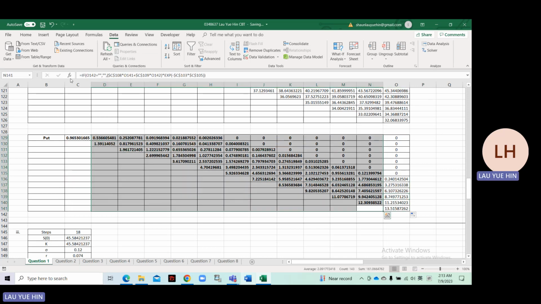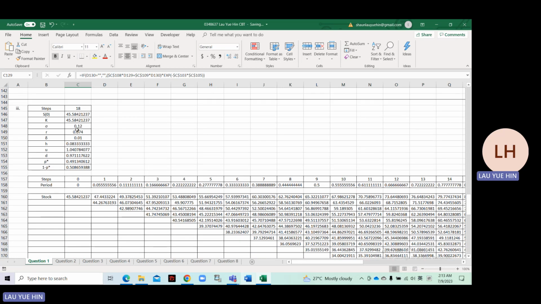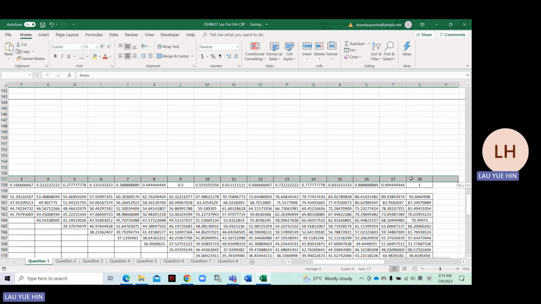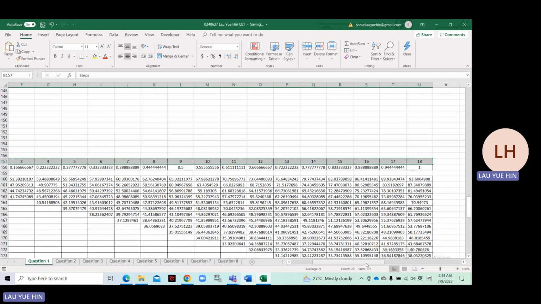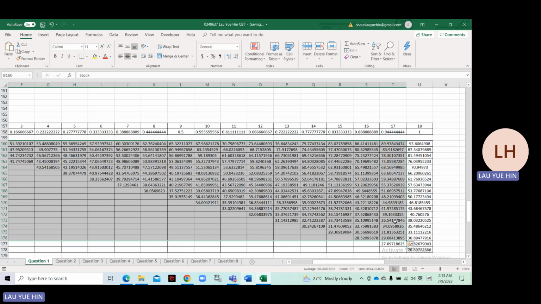So this is how I get the value of the put option, which is 0.96530165. And for part 3, the information is here. Part 3 asks me to construct 18 periods. So the stock binomial tree is the same until 18 periods.